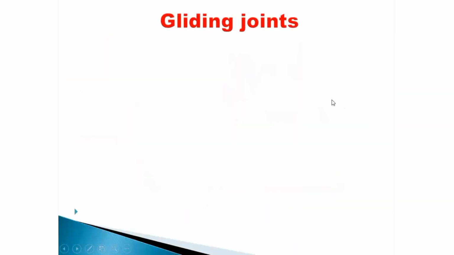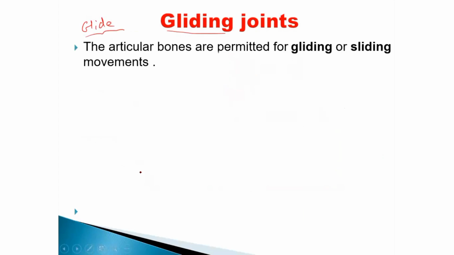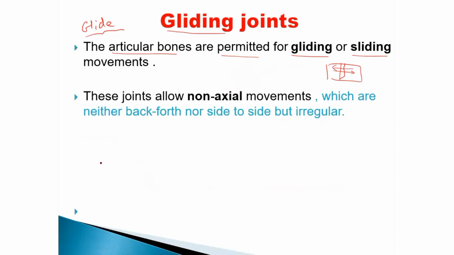Let's talk about the next one, gliding joint. Now when I use this word gliding, it simply means that the bones basically they are gliding on each other. So the articular bone in gliding joint, it permits for gliding or sliding. Like we all have window, sliding window. So this sliding window slides over each other. So that same way the gliding joint also will show such kind of joint.